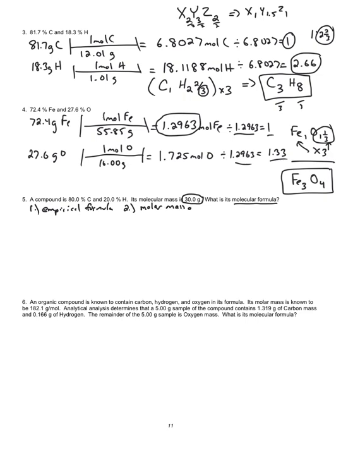If the molar mass of the compound does not match the empirical formula, you then have to figure out how many times bigger the empirical formula has to be to equal the molecular mass of the compound. So I'm going to show you how to do that in a problem like this. We have 80% carbon, so right away I convert that to grams: 80 grams of carbon, 20 grams of hydrogen.